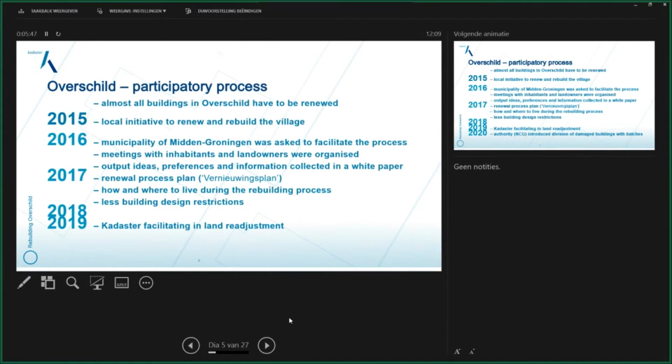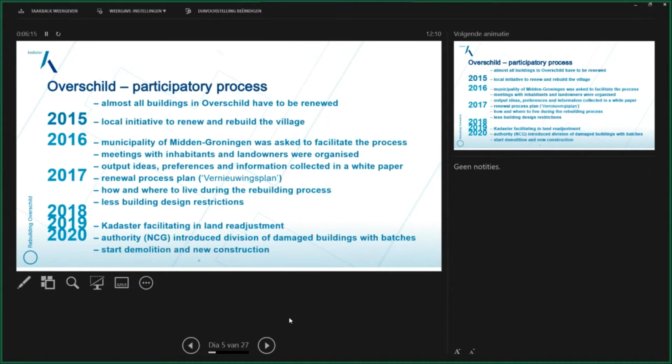the municipality was already familiar with the work of Kadaster, but not having a really specific question or issue or case. But then, it was quite clear that Kadaster was a good partner to ask for the problems in Overschild. So we were introduced there around 2018, and in 2019 we started facilitating in a land readjustment project.